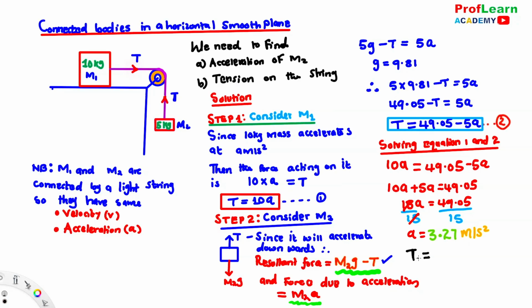In order to get the tension, we shall substitute the value of A in equation 1. Remember, equation 1 was T equals 10A, and already we have obtained A, meaning we can have our tension as 10 times 3.27, and this is going to be 32.7. This becomes our final answer for the tension and for the acceleration. That's how you work out this question.